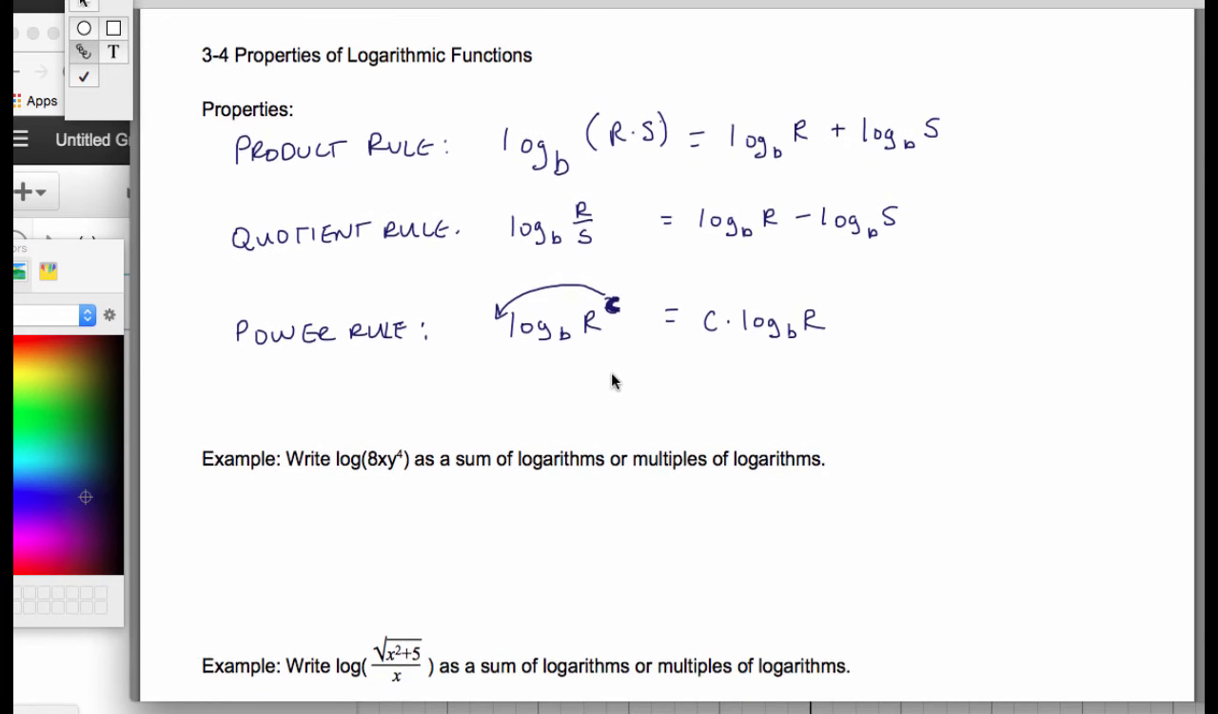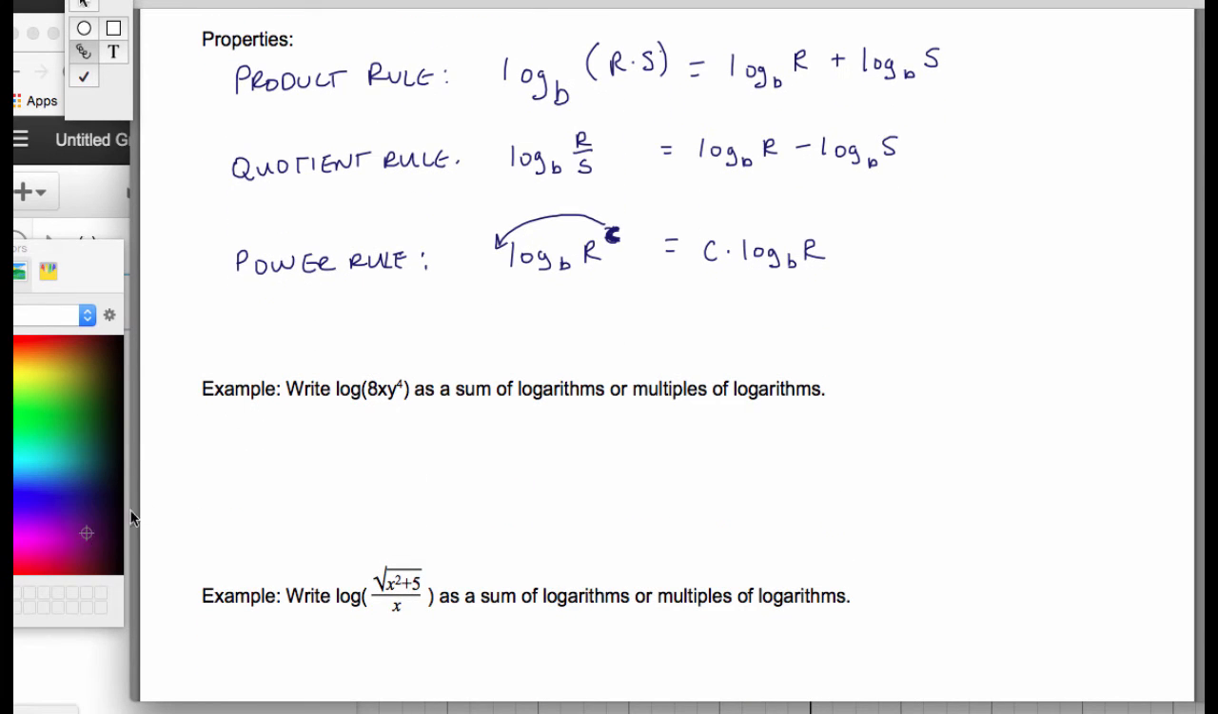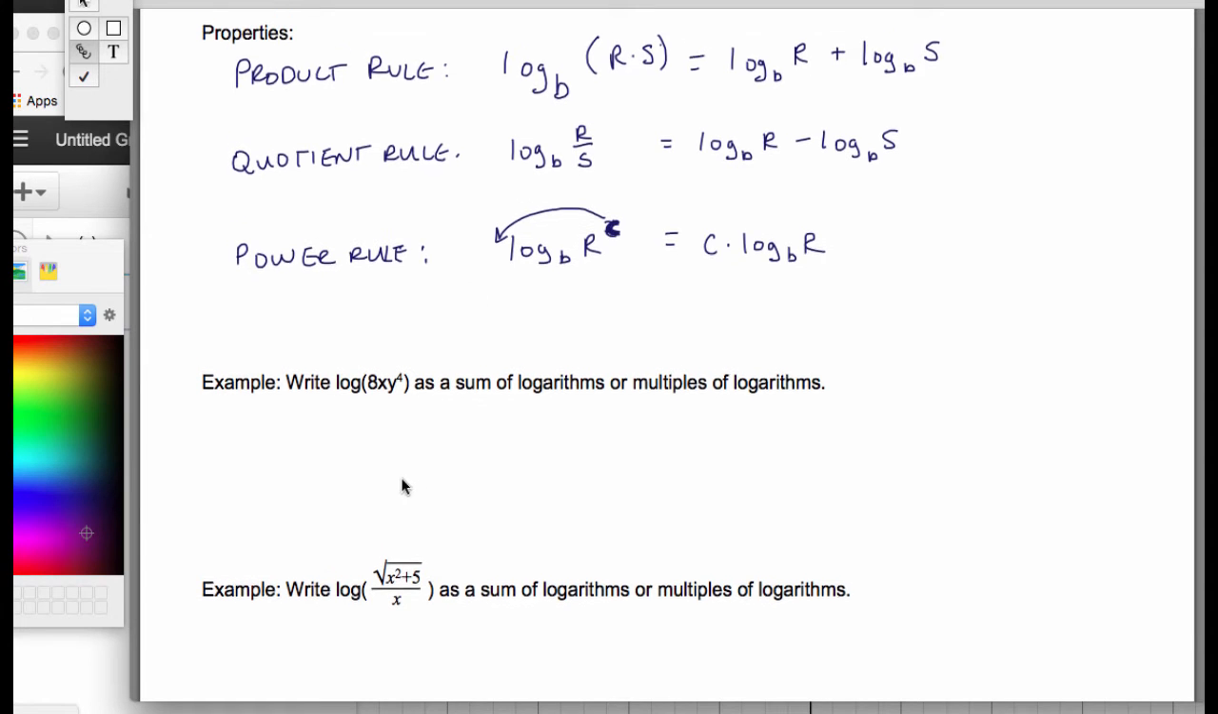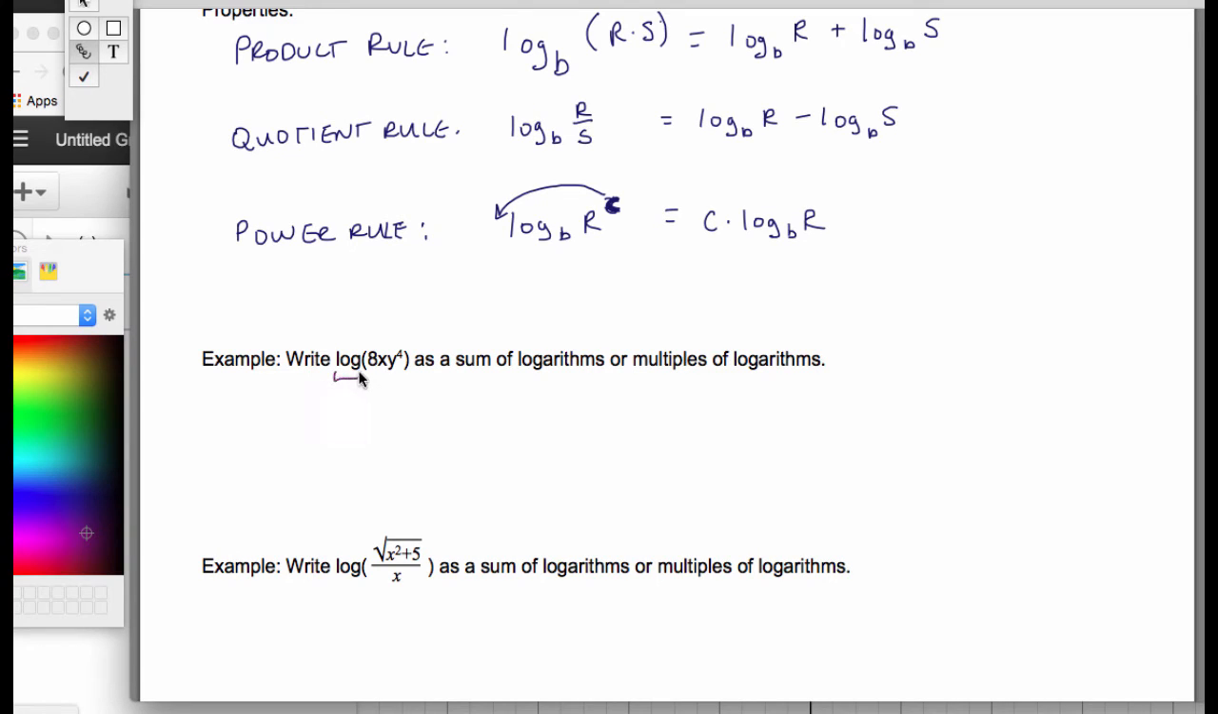What are we going to do with this? Well, they're going to give us a bunch of expressions that they're going to either ask us to expand or condense, or to write as a sum of logarithms, or write as one single logarithm, something like that. So what I've got here is log base 10 of a multiplication problem, so 8 times x times y to the fourth. Well, really this is going to break into three things because I have two products, so I'm going to do log of 8 plus log of x plus log of y to the fourth.